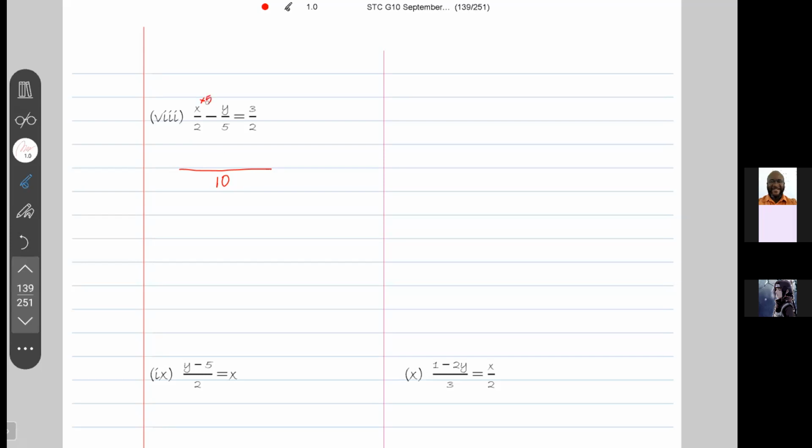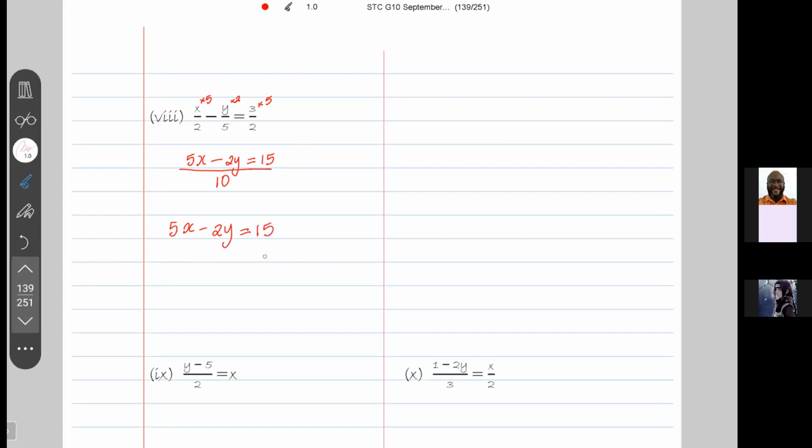5 times x is 5x. 5 into 10 goes 2. 2 times y is 2y. 2 into 10 goes 5. 5 times 3 is 15. So I found the LCM, used the LCM. Next, I'm going to discard the LCM. Discarding the LCM means going forward, I go forward without the LCM. So we have 5x minus 2y is equal to 15.